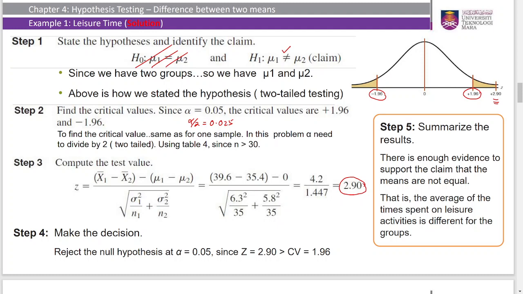So how to conclude the hypothesis? To summarize the result, you can say that there is enough evidence to support the claim that the means are not equal. That is, the average time spent on leisure activities is different for the two groups. Okay, so that is how you interpret the result. This is the kind of interpretation that you need to perform in your group project later on. Okay, you kena tunjukkan benda ni semua.